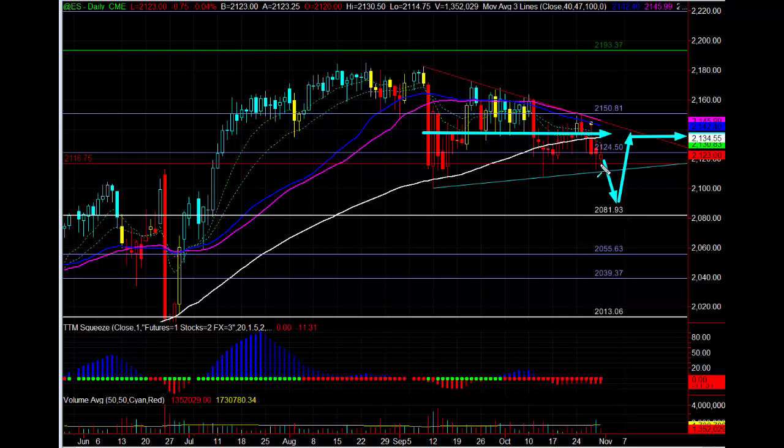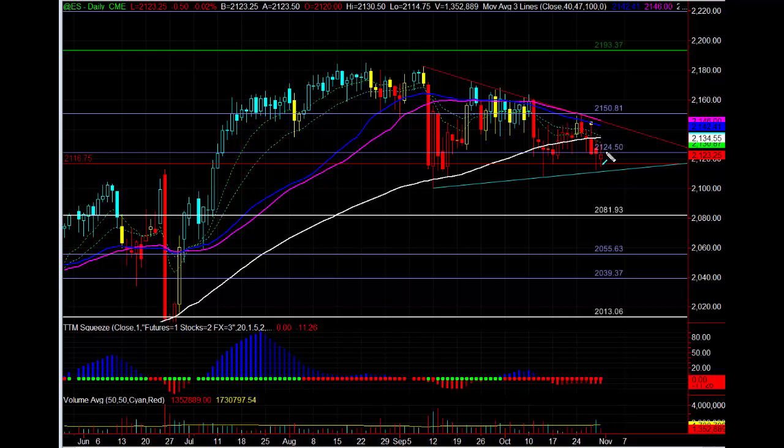So there's one plan, or one possibility, and that is that we see the break. And if we see the break, the expected move would have us into this area, and with that, I would anticipate seeing responsive buying that bids us back out of the hole.